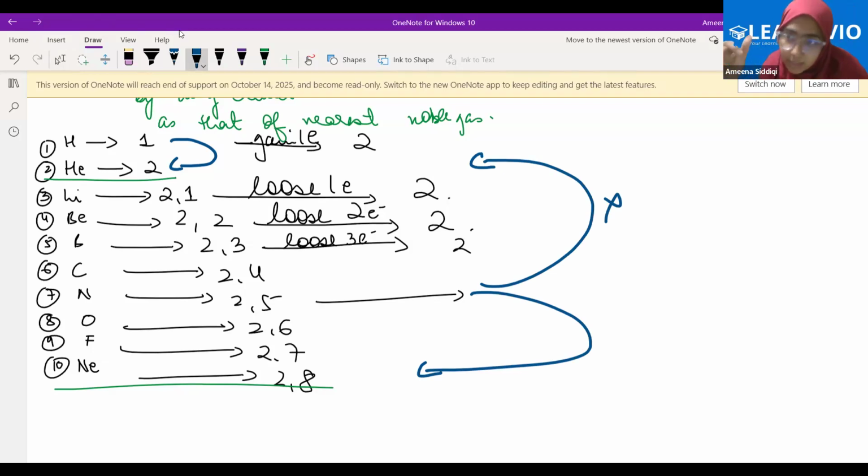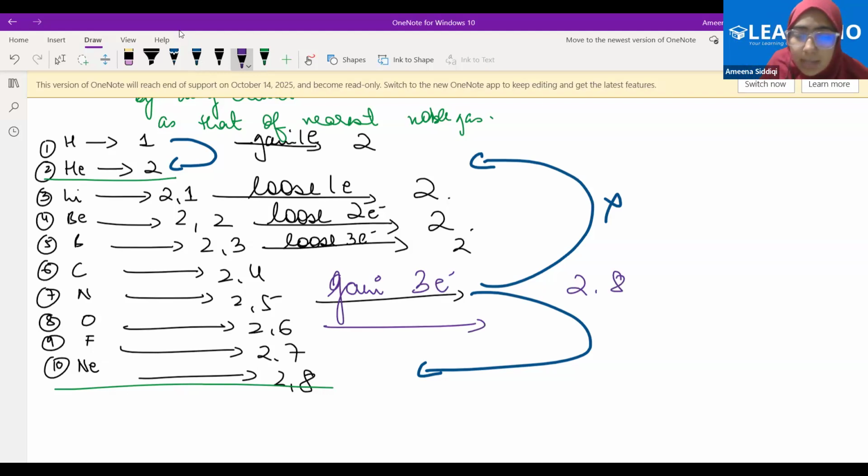Don't you think nitrogen, with 5 electrons in the second shell, will want to become 8? How many electrons will it want to have in the second shell now? 8. Yes, ma'am. So for that, what will it have to do? It will have to gain 3 electrons, right? And now the electronic configuration becomes this, which is similar to that of neon, right?